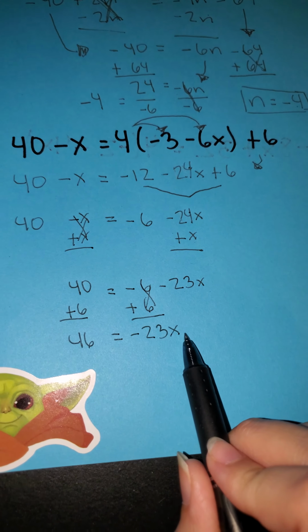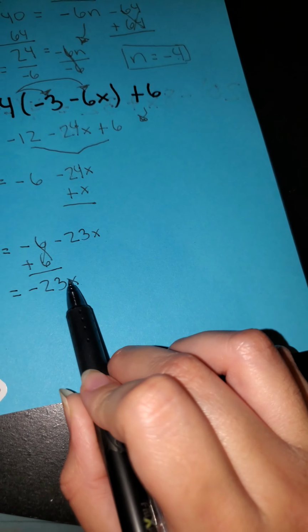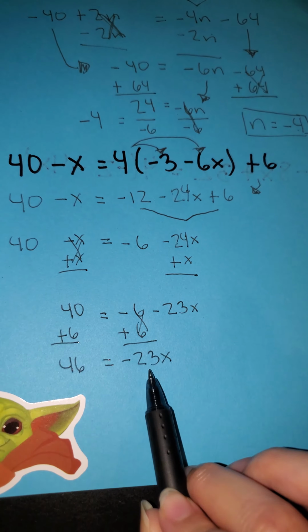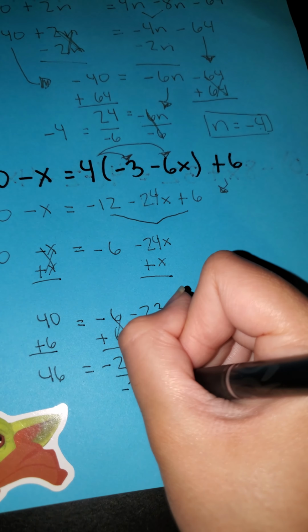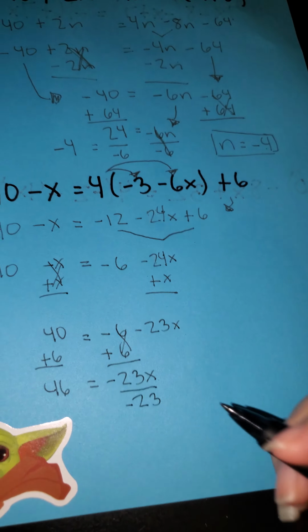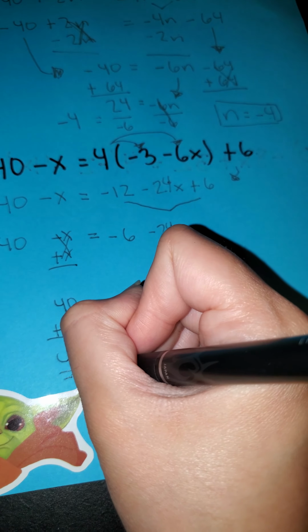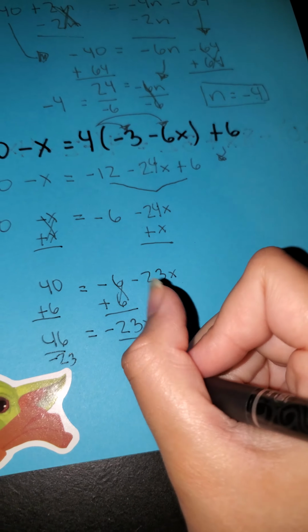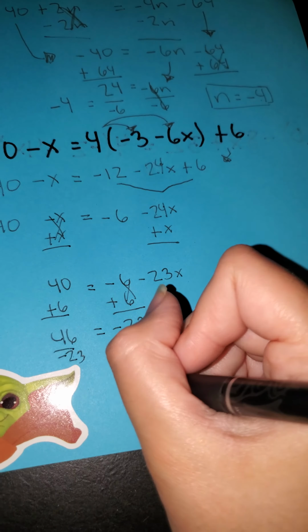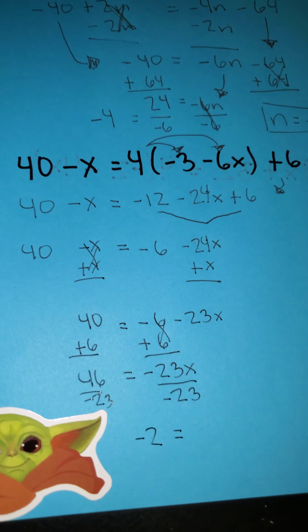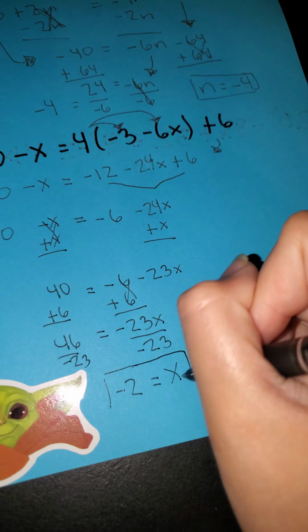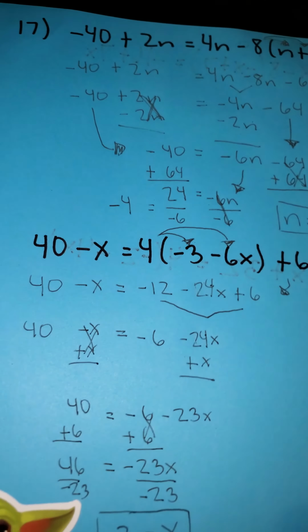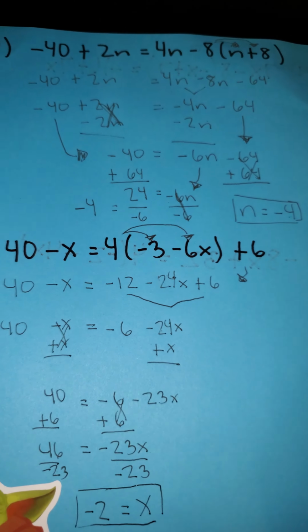Now, I want x by itself, so what I'm going to do is get rid of this negative 23. And in order to do that, I have to do the inverse operation of multiplication, which is division. So 46 divided by negative 23 gives me negative 2. So x is equal to negative 2. And you can check your work again by plugging this into your original equation.